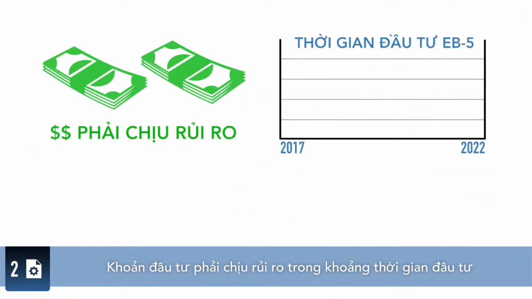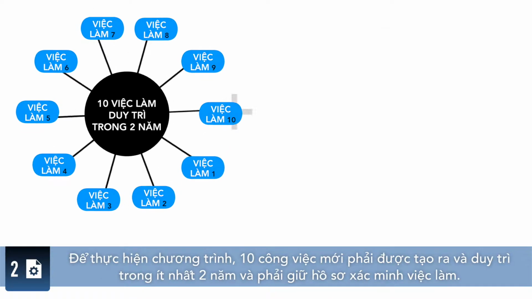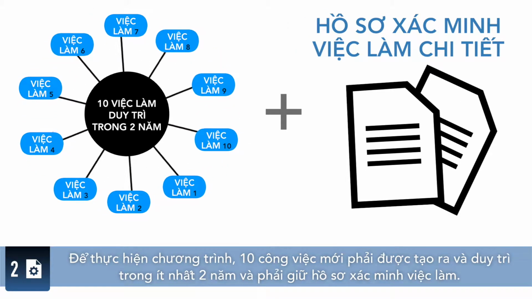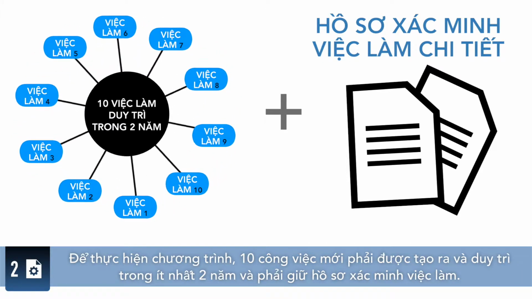The money must remain at risk during the investment period until the investor completes the immigration process and the investor's green card becomes permanent. For this to happen, the 10 newly created jobs must exist for at least 2 years, and detailed records must be kept to verify this job creation has occurred.